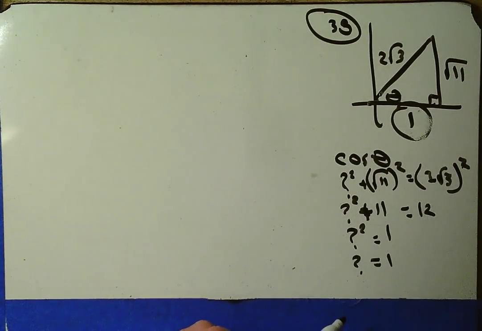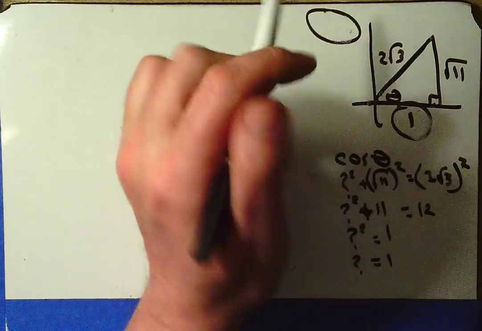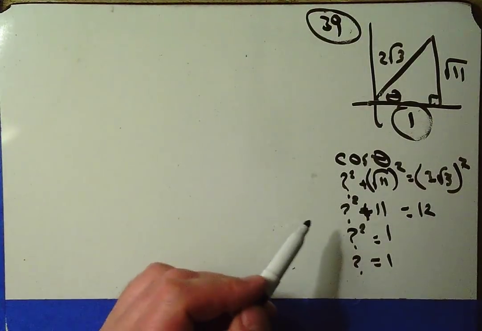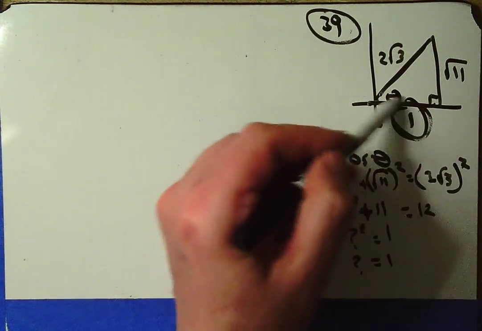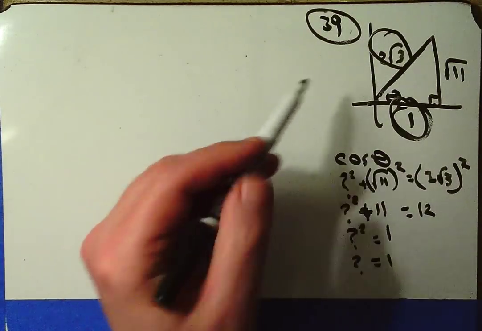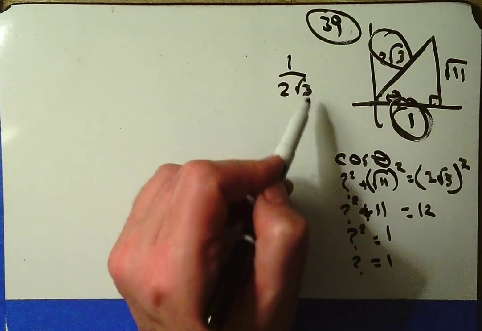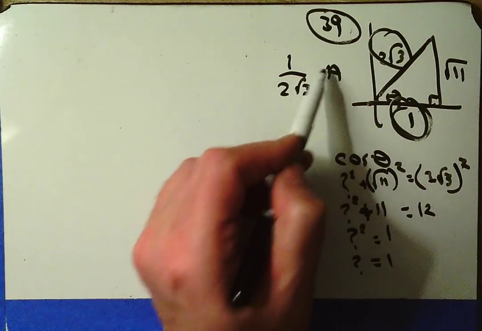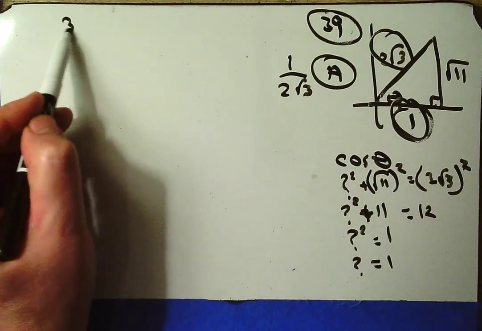Okay, what's the cosine in this picture? Cosine in the... Ooh, this is problem 39. We have to go back and do 38. Cosine in this picture is adjacent over hypotenuse, 1 over 2 root 3, and that corresponds to choice A. Let's go back and do 38.